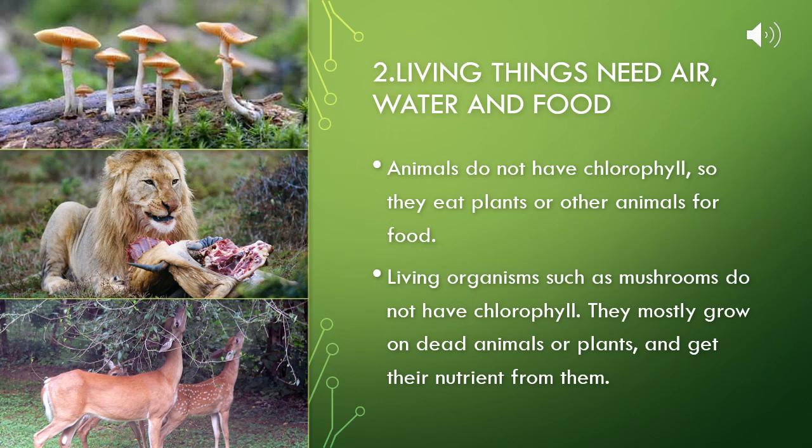Continuing the second point. Now, after talking about plants, we'll talk about animals. Animals do not have chlorophyll, so they eat plants or other animals for food, unlike plants. Living organisms such as mushrooms do not have chlorophyll. They mostly grow on dead animals or plants and get their nutrients from them. So, this is how animals need air, water, and food, whereas plants acquire their air, water, and food through sunlight, soil, and water.